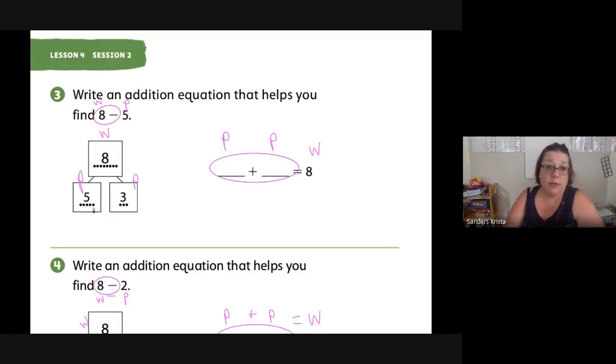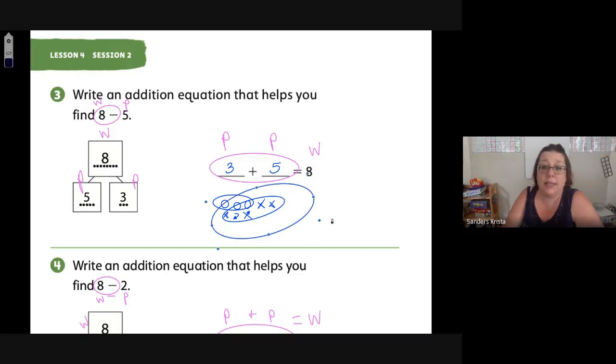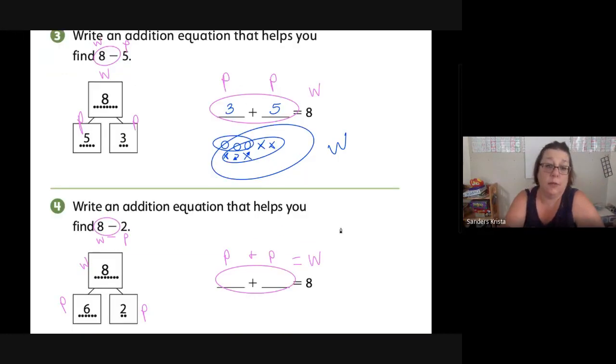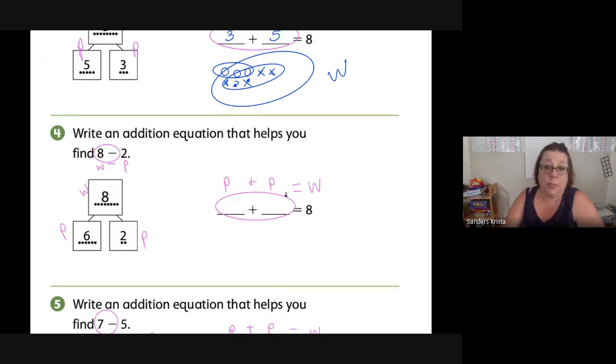This says part. This is a part. I could put 5 here and 3 here. Or I could put 5 here and 3 here, because 3 plus 5 equals 8. Here's 3, that's a part. Here's 5, that's a part. All of it together is my whole. Okay? Part plus a part equals a whole.